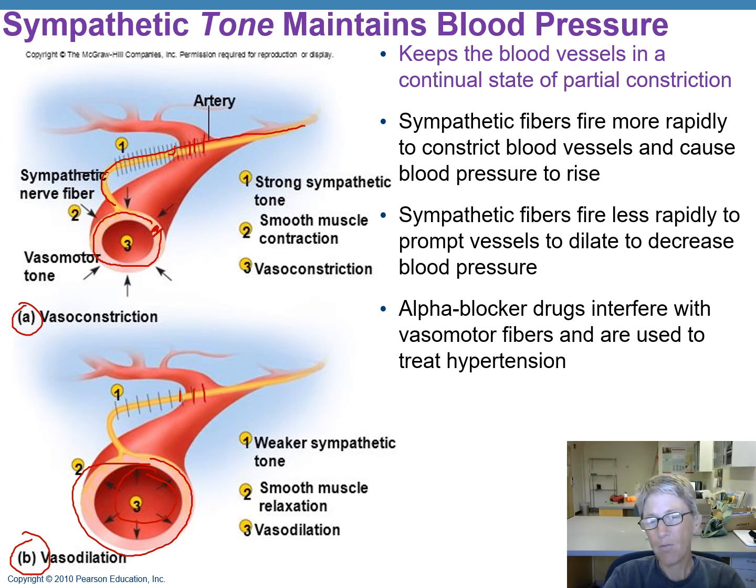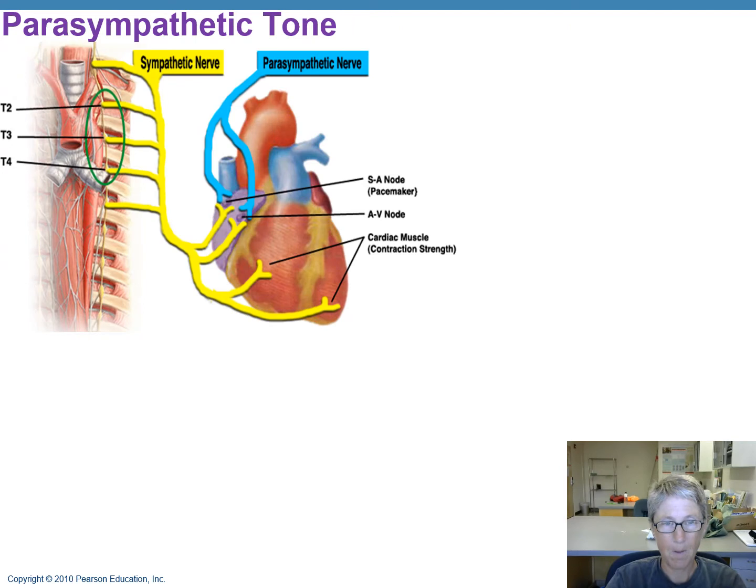If you use an alpha blocker drug, it can interfere with the vasomotor fibers, that's these axons, and you can use them to treat hypertension. If you block the alpha adrenergic receptors on the smooth muscle cells in the wall of the blood vessel, you can allow for vasodilation, thus treating high blood pressure.